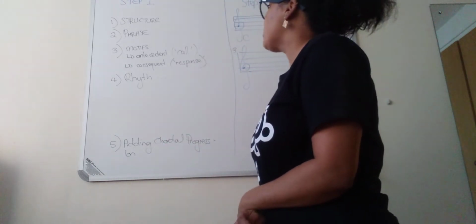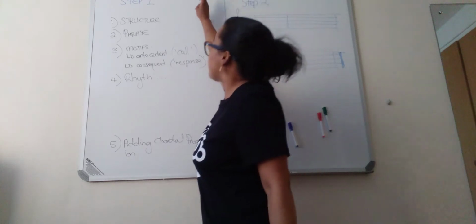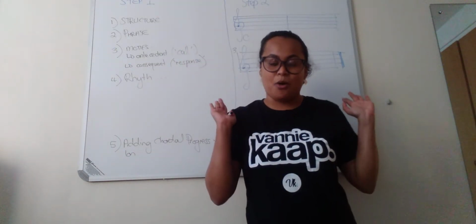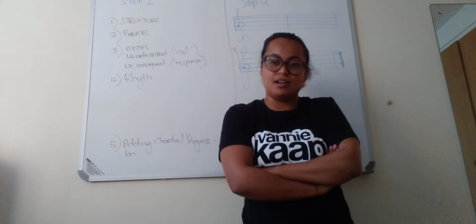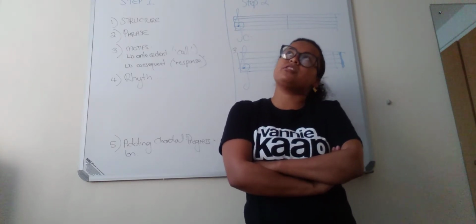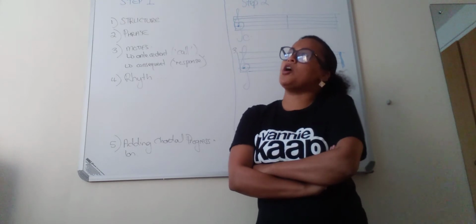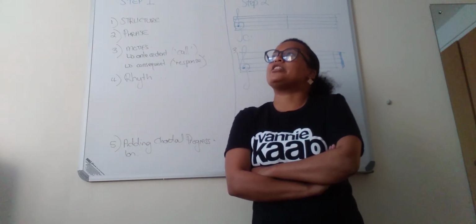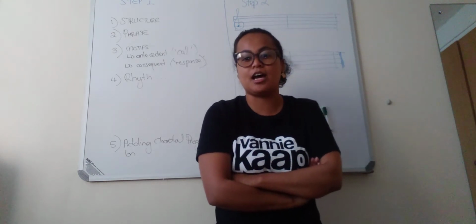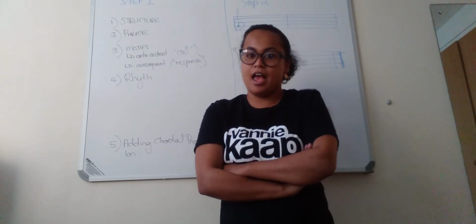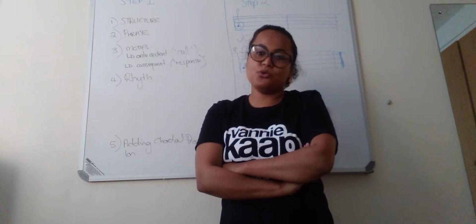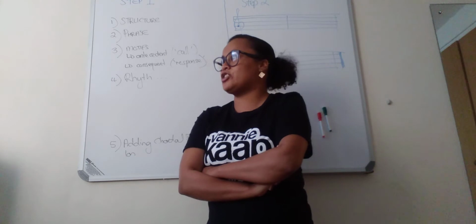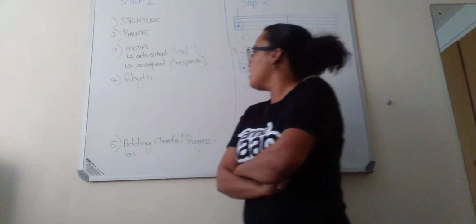The first thing one needs to understand in this first step is the structure. Now, what is the structure of music? Like I said in the first video, I made an example of a chair. Why does a chair have 4 legs and not 2? It's all about balance. And like in music, there has to be a sense of balance.